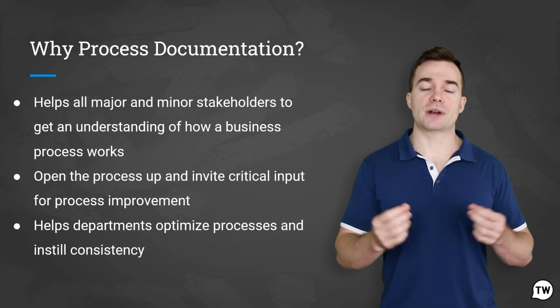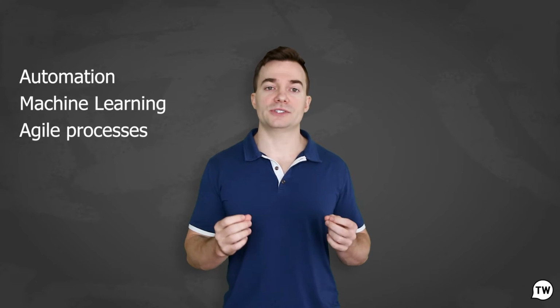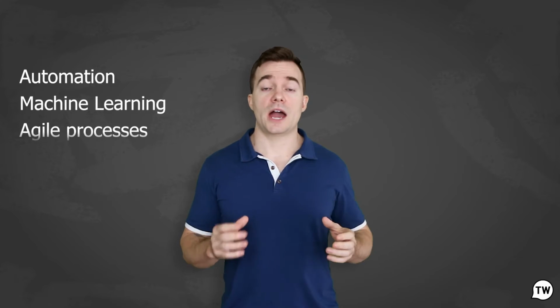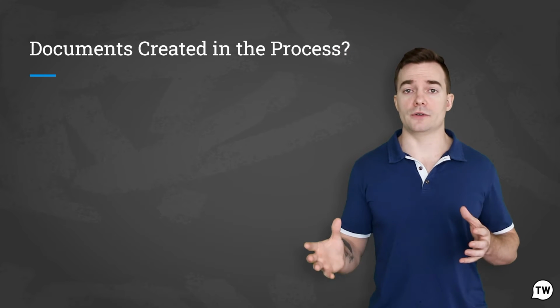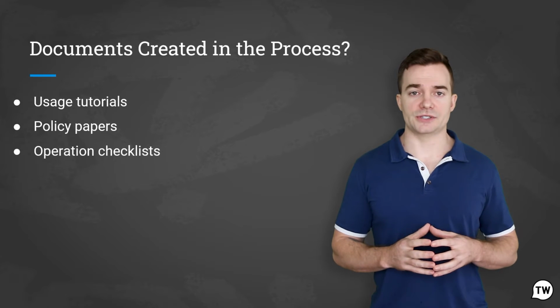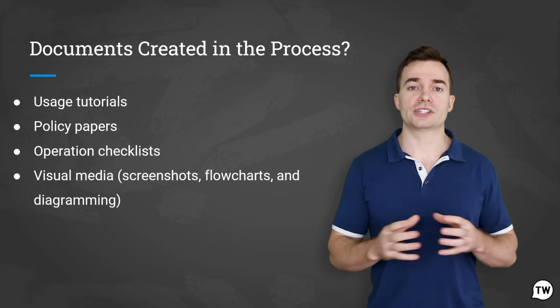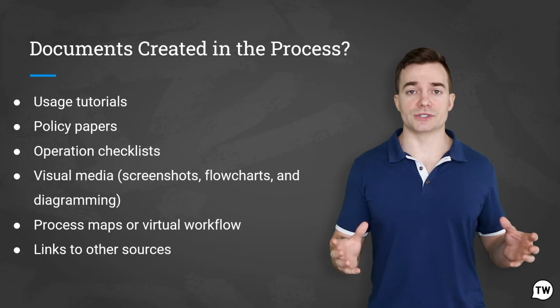Streamlining processes and making practical work more efficient is the focus of the global industry at the moment. Automation, machine learning, and agile processes are at the center of this movement. However, in order to optimize a process, you need to define, describe, and document it first. Many documents are created in process documentation to open up a process for all those involved. These include usage tutorials, policy papers, operation checklists, visual media, so screenshots, flowcharts, and diagramming, process maps, virtual workflows, and links to other sources. So processes can be showed in a variety of formats.